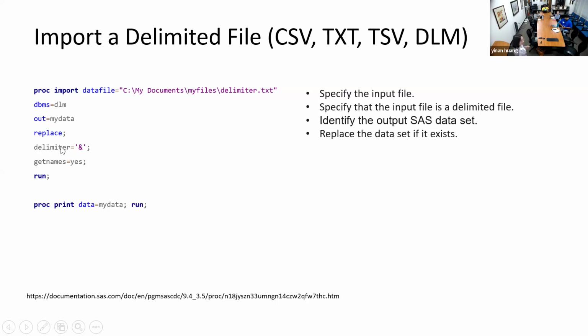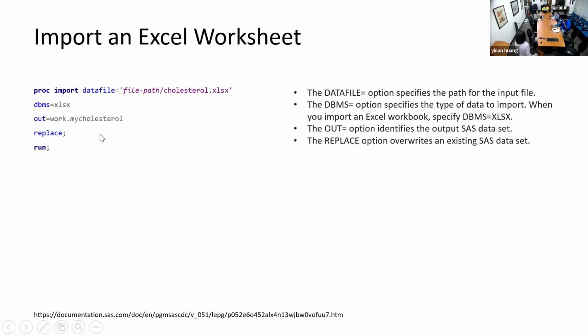And then there's another optional statement, getnames equals yes. I always recommend having it there, because in your TXT file, usually the first row is the names of your variables. So you want those reflected in your new SAS file, the my data file. So getnames equals yes. I also have a link here if you want to know more about the proc import procedure.